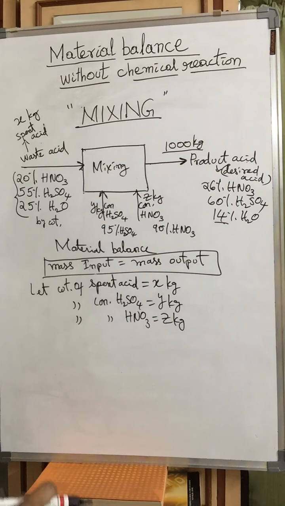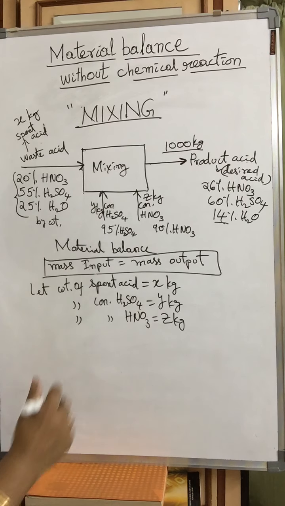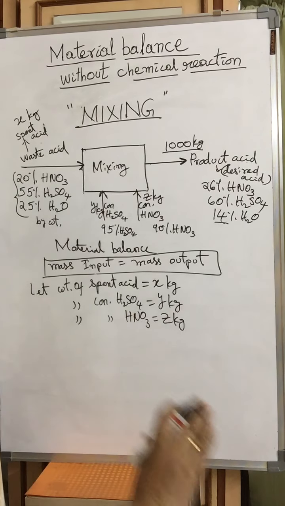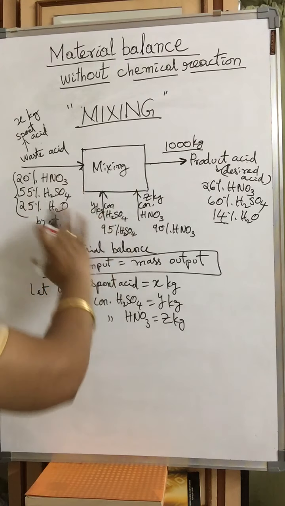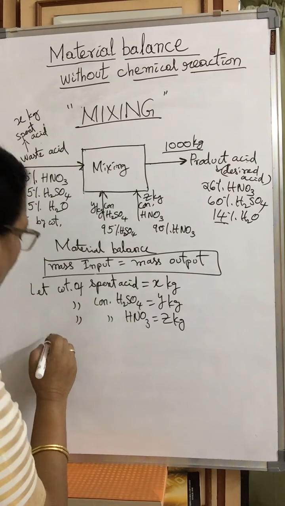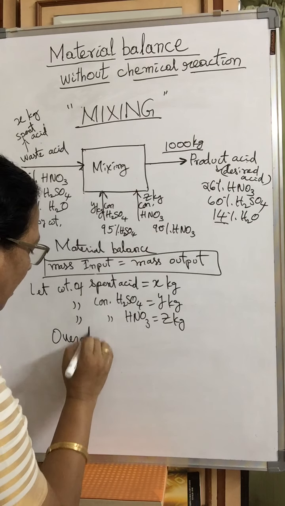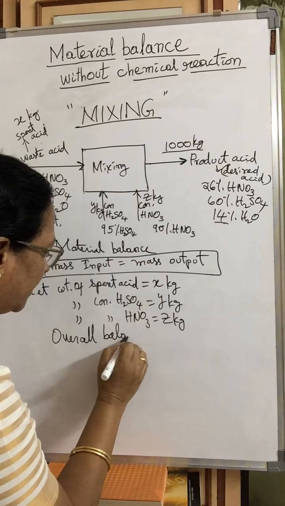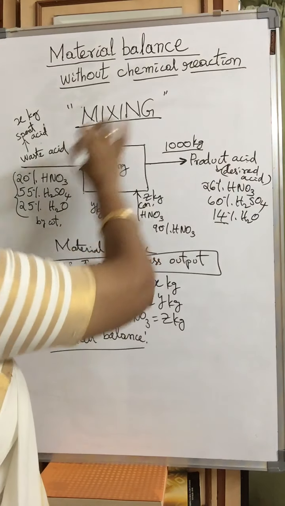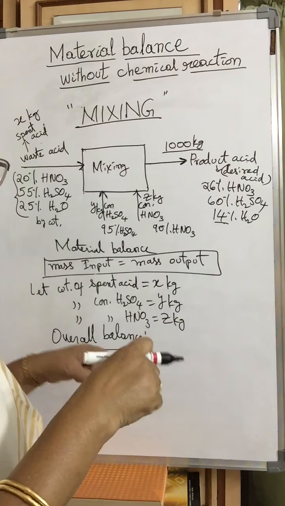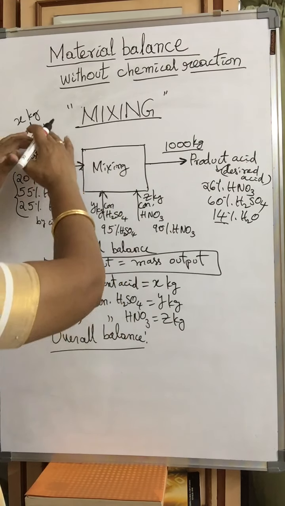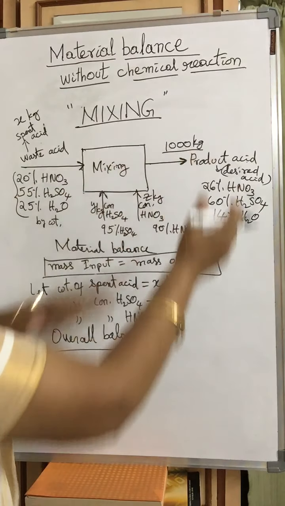So now we shall try to write the material balance. We can divide material balance into 2 main types here. One is the overall balance and the other is the component balance. What is meant by overall balance? Overall means, on the whole, what is the balance. It means we don't look into each component. We try to look at the total quantities only. That is the overall balance.